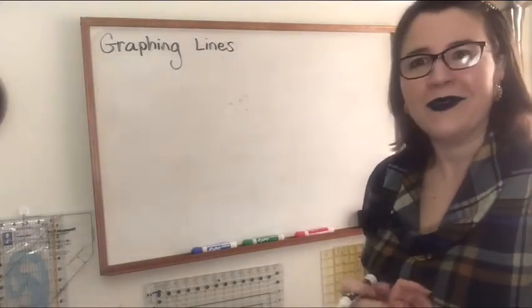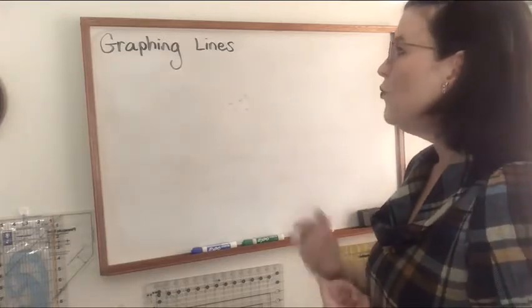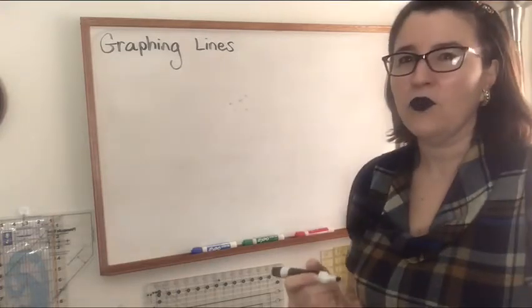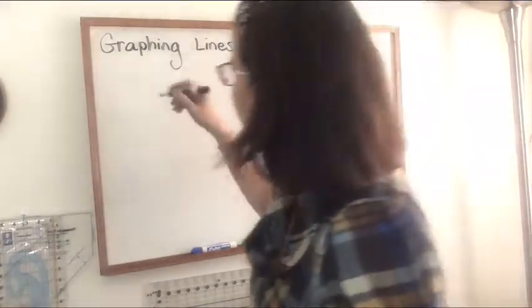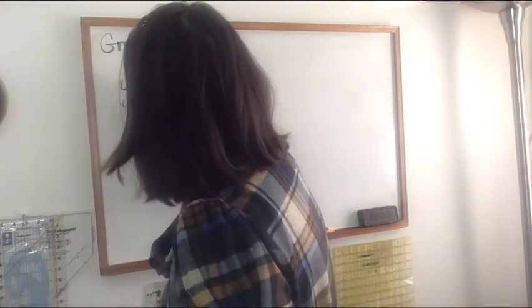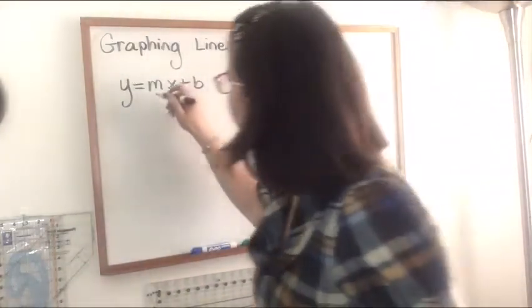All right, so graphing lines. There's a couple of different ways that lines can be written, and there's different ways that they can be graphed. So I'm going to cover a couple of different ways. The first is if it's already in what's called slope-intercept form.